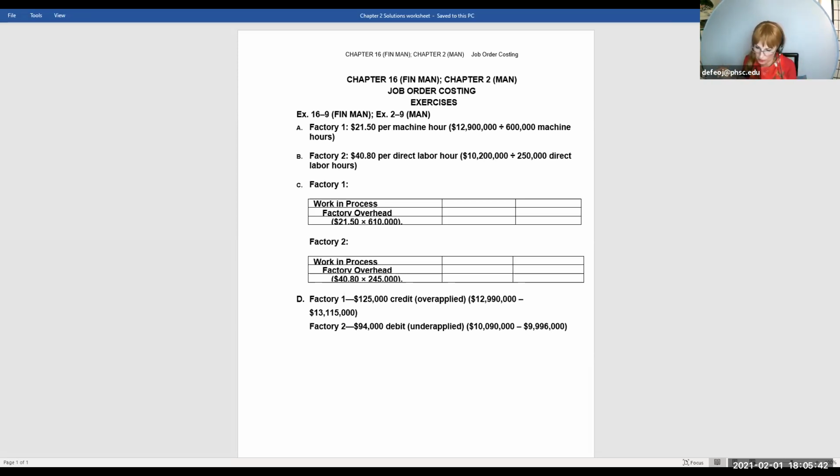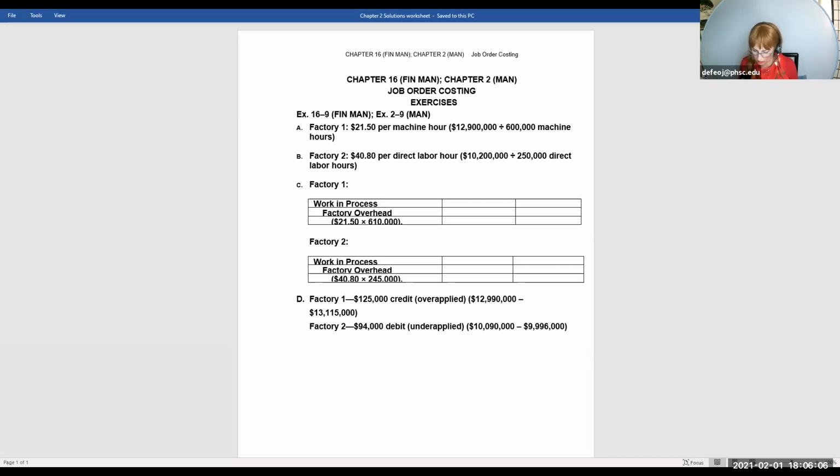Exercise 2.9, page 77. Factory 1 has activity-based machine hours. Factory 2, activity-based direct labor hours. I'd make a note of that, because then you know what you're looking at. And that's just what we just saw in the video. So 1A, determine the factory overhead rate for factory 1.